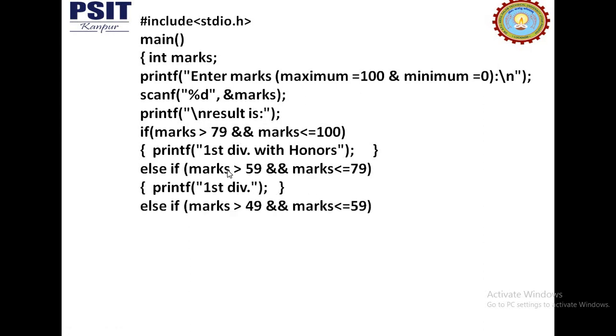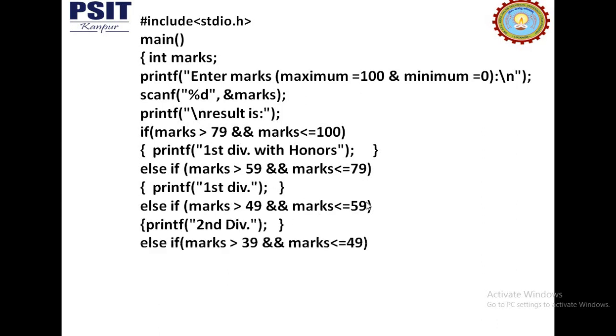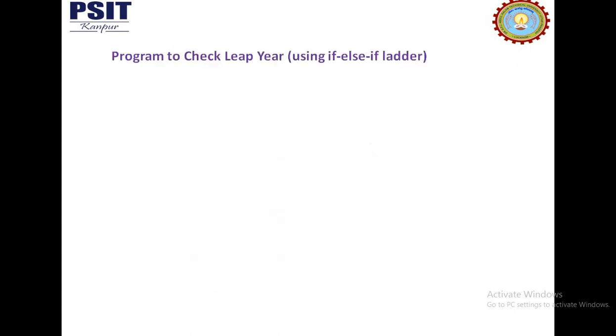If this fails because your marks are not within this range, then the next else if will take place, this if will be checked, and the result will be printed. In the same way we will handle all the conditions, and if your marks are not within any of the ranges given above, then the else will be only fail. Suppose you have entered marks like 30, and 30 is not in this, not in this, not in this, then 30 will go to the else part, and it will be printed as fail. So this is the if else if ladder.